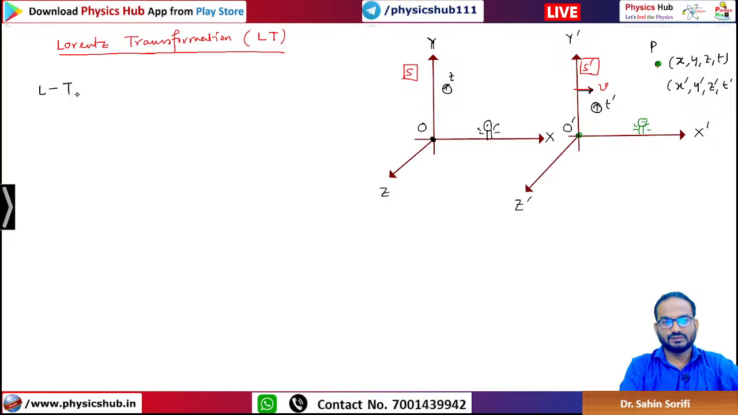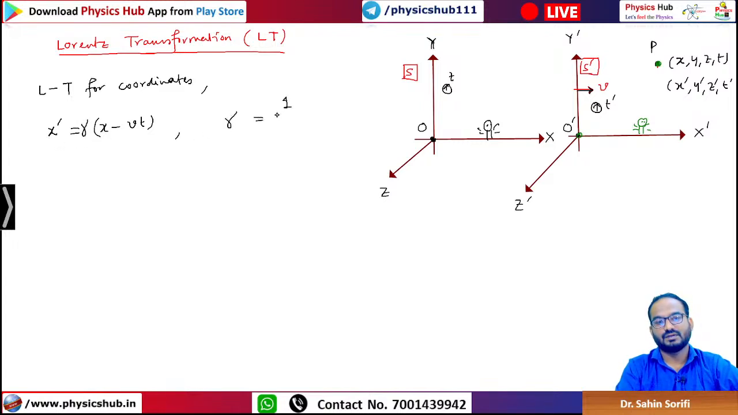Now the Lorentz transformation for coordinates is slightly different from the GT. Here we write x prime. Previously it was x minus vt, right? So here it is not only x minus vt, a factor of gamma is multiplied. This gamma is greater than 1. Gamma is equal to 1 upon root over 1 minus v squared by c squared. V is the speed of the S prime frame with respect to S. Y prime will remain y, z prime will remain z.